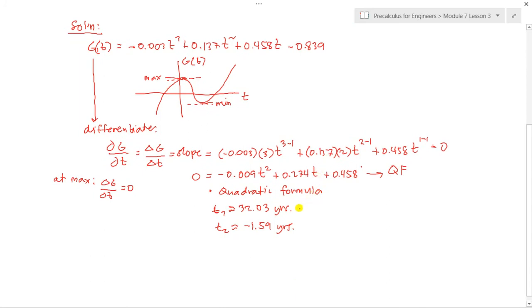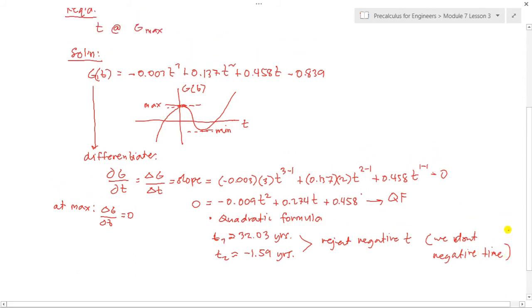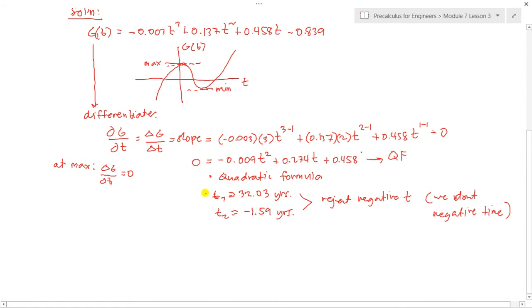man gud class. If we're going to evaluate the two times here, of course, we are going to reject negative T. Why? Because we don't have negative time. Diba? We don't have negative time. Wa man tay mga negative na time. Ang pag-read na to time pa kay positive man. So therefore, this is the accepted value.